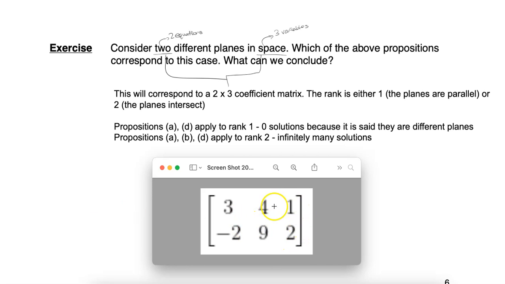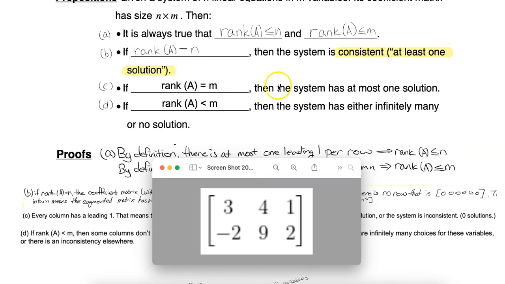In the case that we have rank 2, that just means that the planes are not parallel, so they intersect along a line. If we have rank 1, we would be in a situation where there's no solutions, right? If 2 planes are parallel, there's no solutions, provided they are different. So propositions A and D apply. A always applies, there's no question about that.